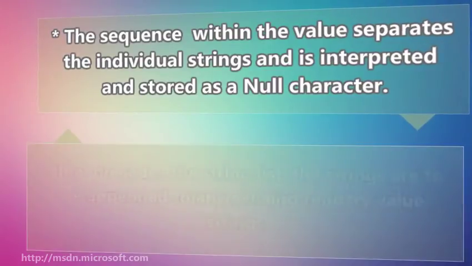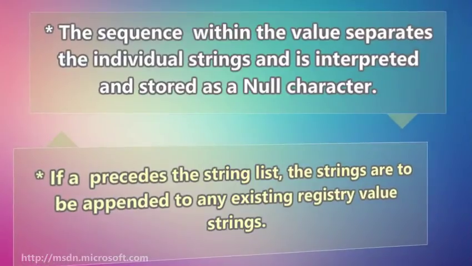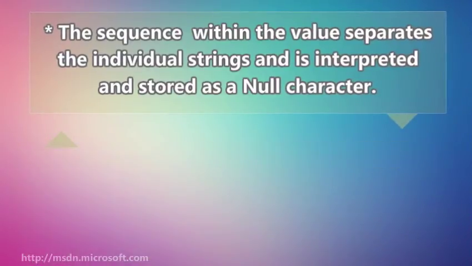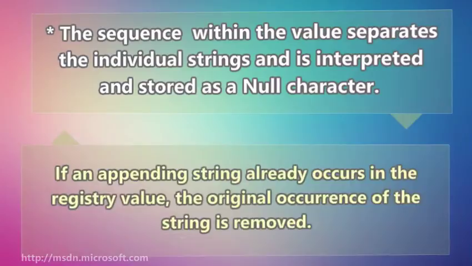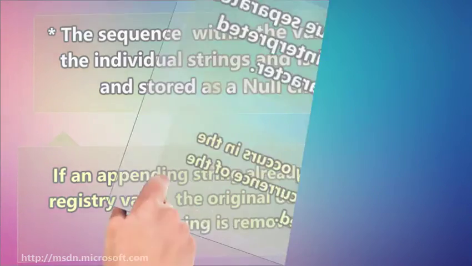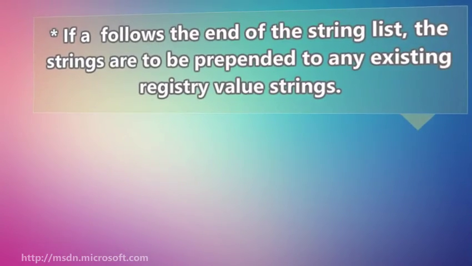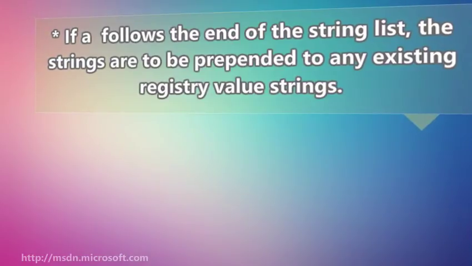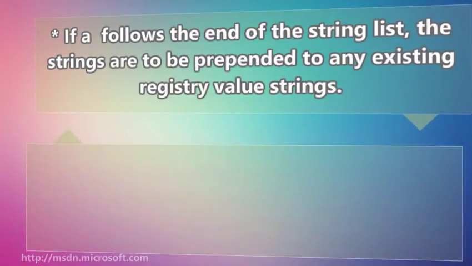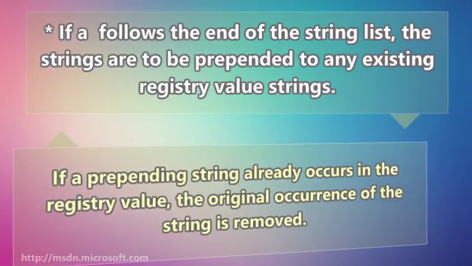If [~] precedes the string list, the strings are to be appended to any existing registry value strings. If an appending string already occurs in the registry value, the original occurrence of the string is removed. If [~] follows the end of the string list, the strings are to be prepended to any existing registry value strings. If a prepending string already occurs in the registry value, the original occurrence of the string is removed.